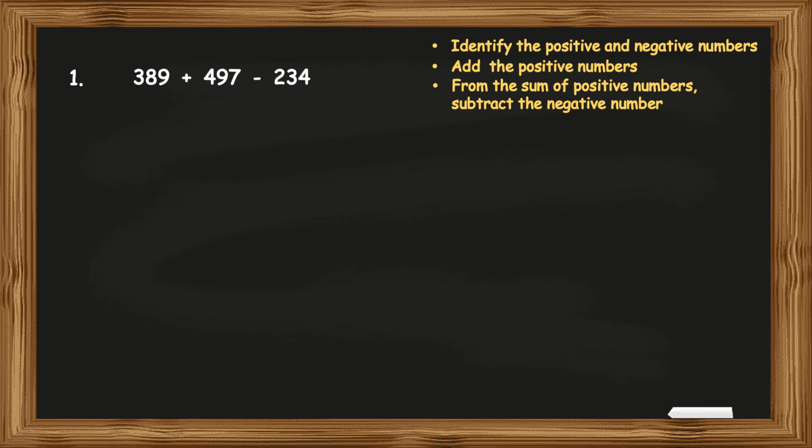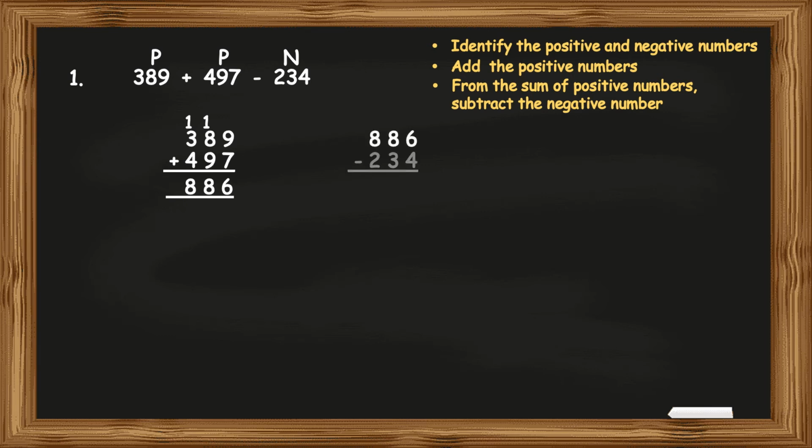Identify the numbers. 389 does not have any sign before it, so it is a positive number. 497 has a plus sign, so it is a positive number. And 234 has a minus sign, so it is a negative number. Now we'll do step 2. Add the positive numbers. 389 plus 497 is equal to 886. Then in step 3, from this sum 886, subtract the negative number 234. The difference is 652. Answer is equal to 652.